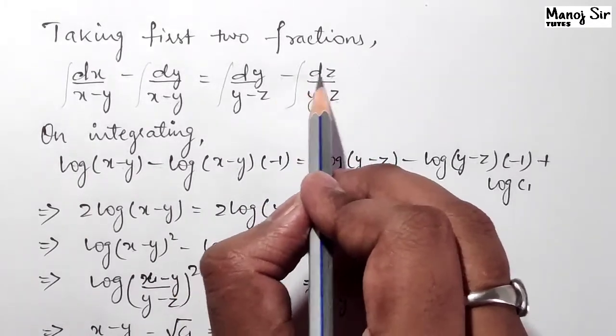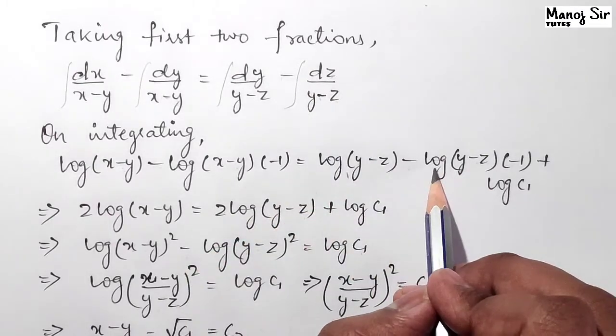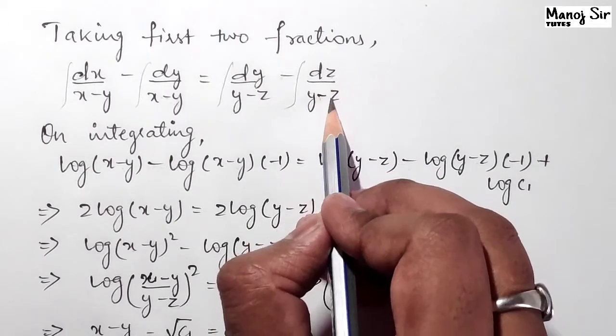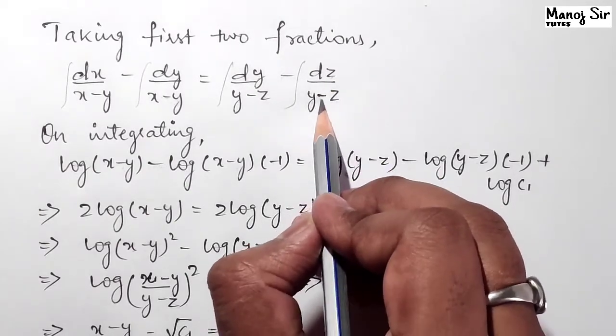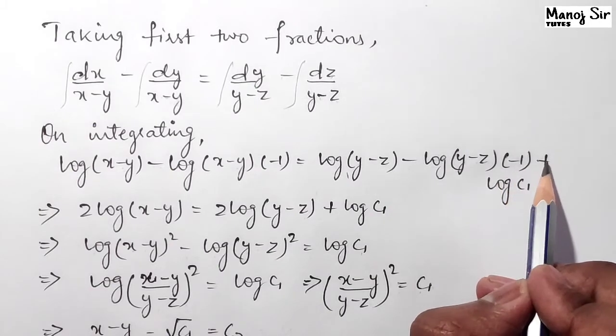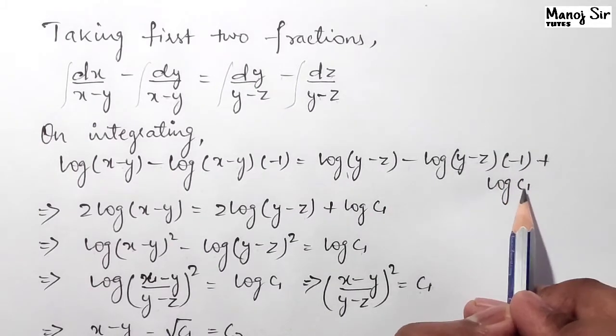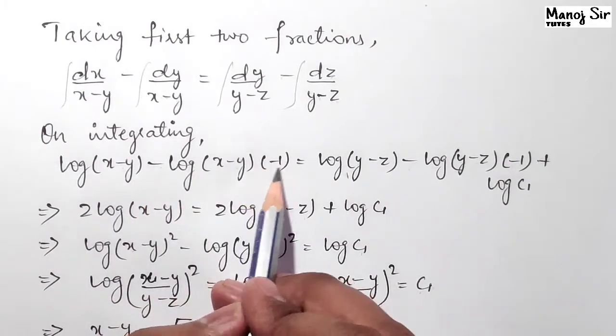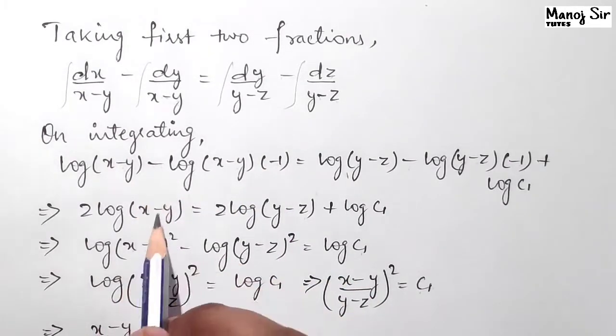minus the integration of dz upon y minus z, log of what? Y minus z. But here we are integrating with respect to z, whose coefficient is negative, so we will multiply by minus 1, plus log of c1. This is the integration constant for this integration. Now, this minus 1 with this negative will become positive.